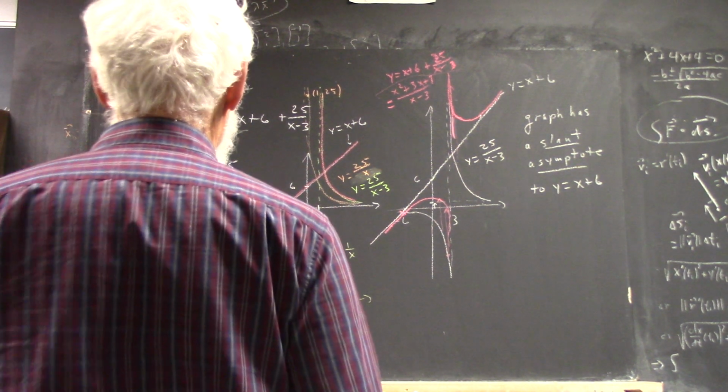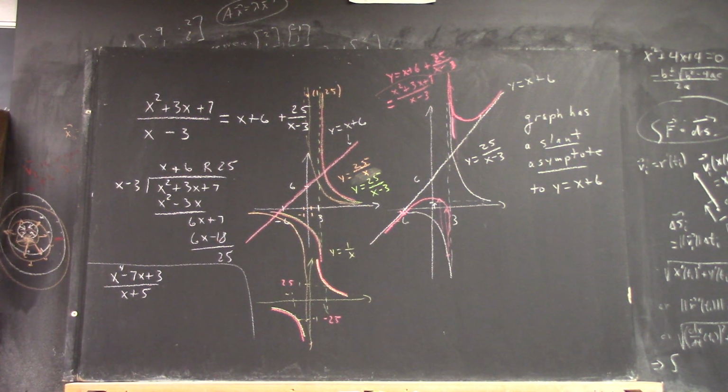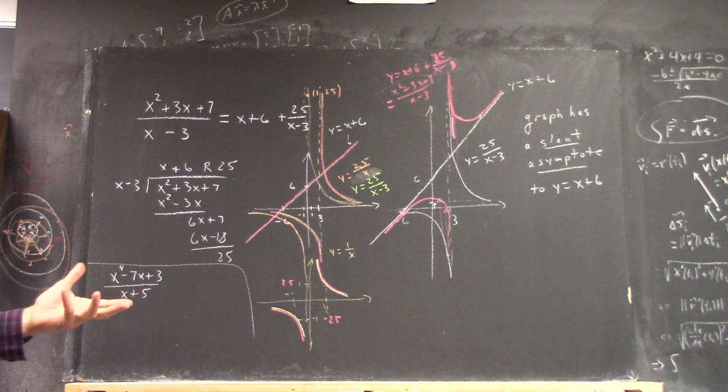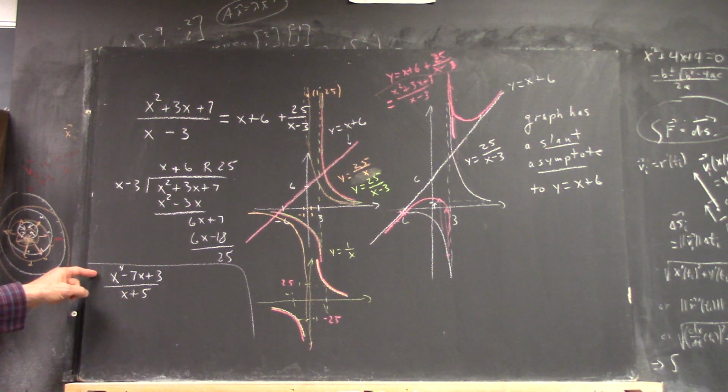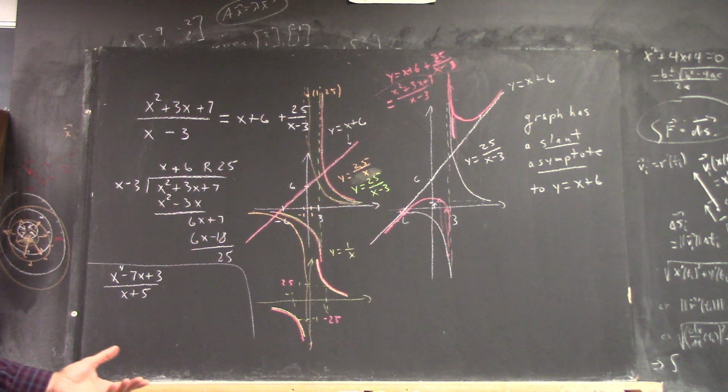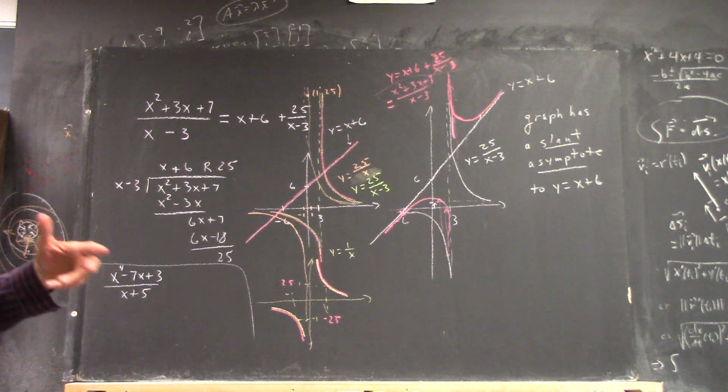Okay, so let's look at the conditions. We just looked at this example. I'll just say this kind of quickly. Okay? Is this going to give us a slant asymptote? Well, if we divide this into this, what's the highest power of x that we're going to get? It's got to be x cubed.